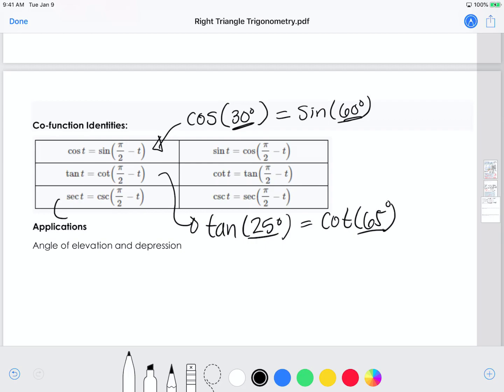And then this one here tells us the same thing about secant and cosecant. I could say the secant of 1 degree is going to give me the same value as cosecant of 89 degrees because 1 and 89 add to 90. So if I have complementary angles and I take the cosine of one of those angles and the sine of the other, those are going to be the same value. And that's what these cofunction identities are telling us. It's telling us another way we can relate these trig functions.